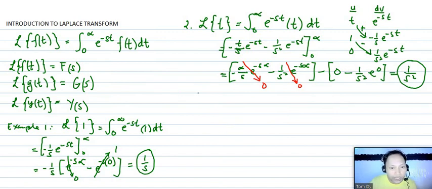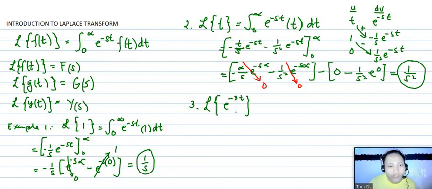Now, we will have another example. This time, we will be using our Laplace transform table. So, let's say example number 3. Find the Laplace transform of, okay, I will rewrite this one. Find the Laplace transform of, let's say, e to the negative 3t.